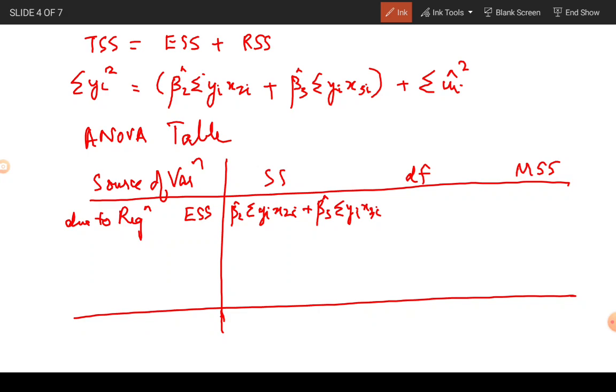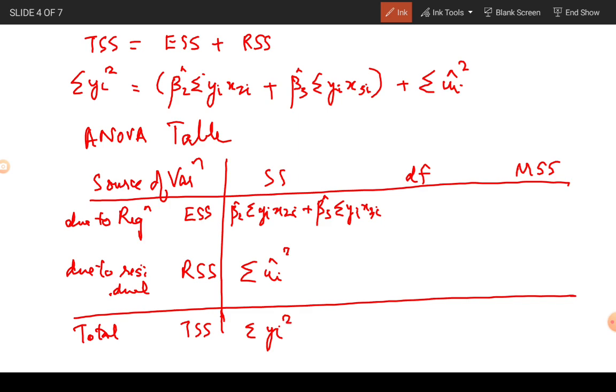All right. Now, the variation that is being explained by the residual, the RSS, summation ui hat square, and the total, that is the total sum of squares, is summation yi square.